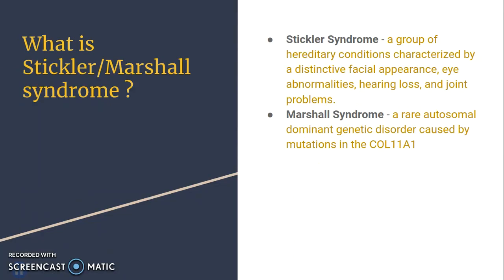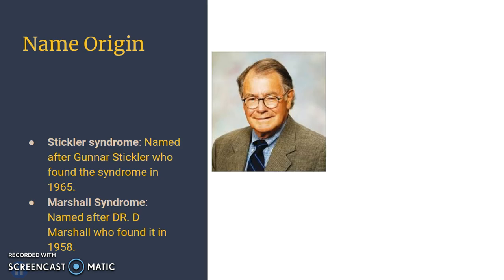What is Stickler and Marshall syndrome? Stickler syndrome is a hereditary condition, and you know that it's there because it has distinctive facial appearance, eye abnormalities, hearing loss, and joint problems. And the Marshall syndrome is a rare autosomal dominant genetic disorder caused by mutation in the COL11A1 gene.